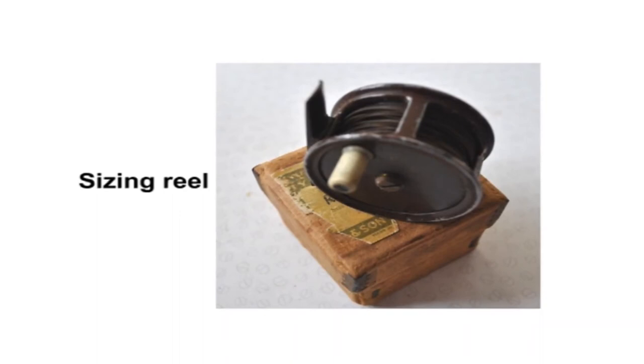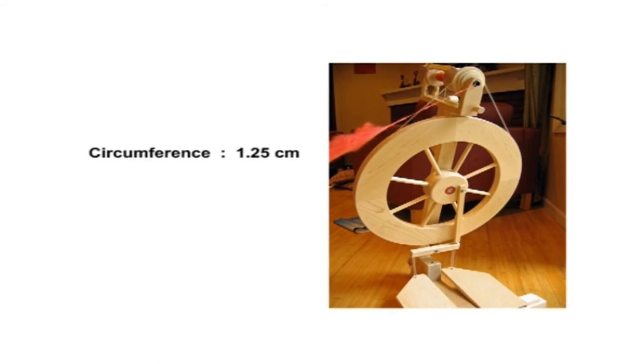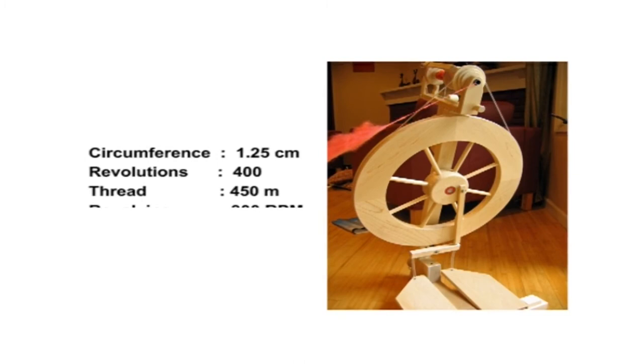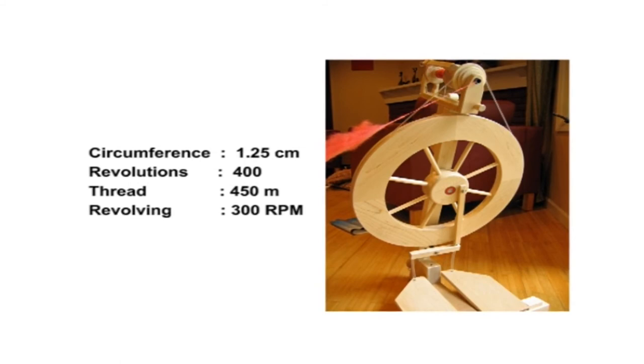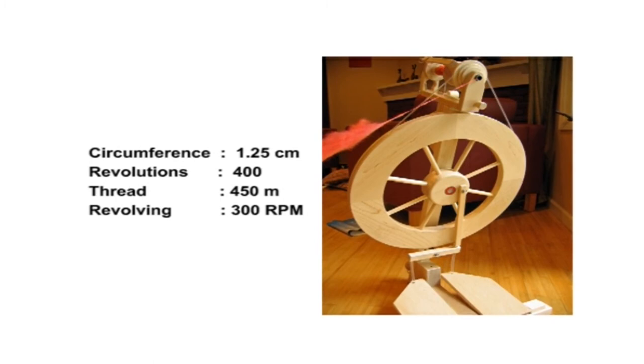The machine for making the sizing of skein has a reel of 1.25 cm in circumference, where 400 revolutions yield 450 meter of thread. It revolves at a uniform speed of 300 rpm, that is revolutions per minute, is provided with a dial showing the number of revolutions, and is equipped with an automatic stop motion to stop the reel immediately in case the thread breaks or when the skein is complete.